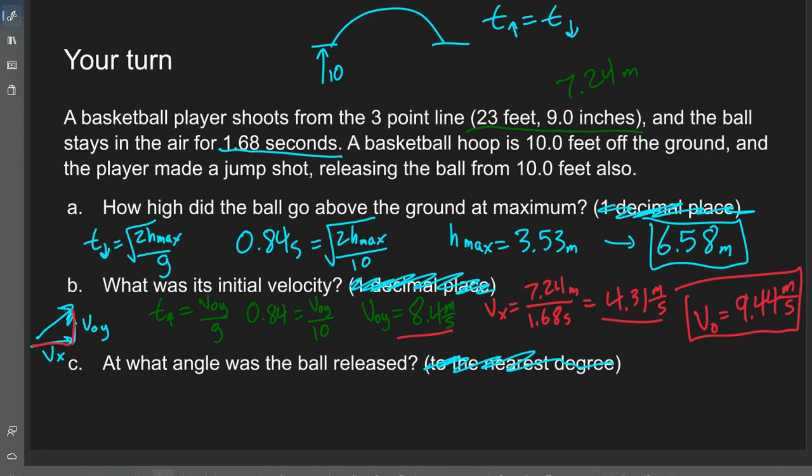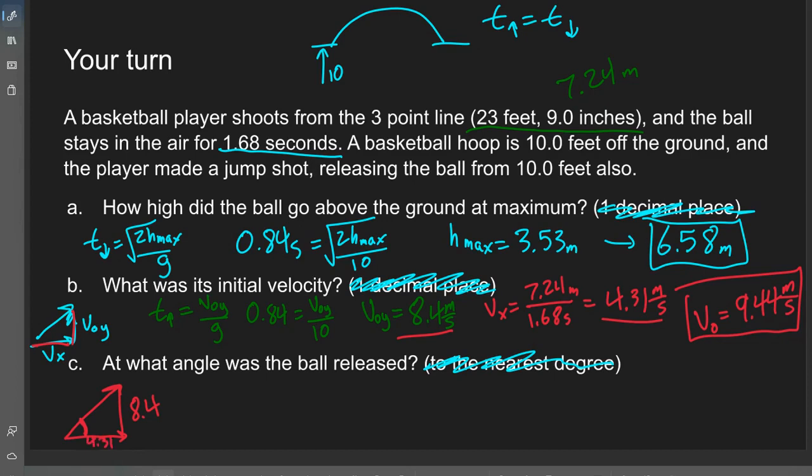Okay, finally, at what angle was the ball released? Well, we have our triangle again. Let's take our initial velocity. We're looking at this angle here. It's always the angle either above or below the horizontal, it just depends on whether it's up or down. So for this one, v naught y is 8.4 meters per second, and the one at the bottom is 4.31.